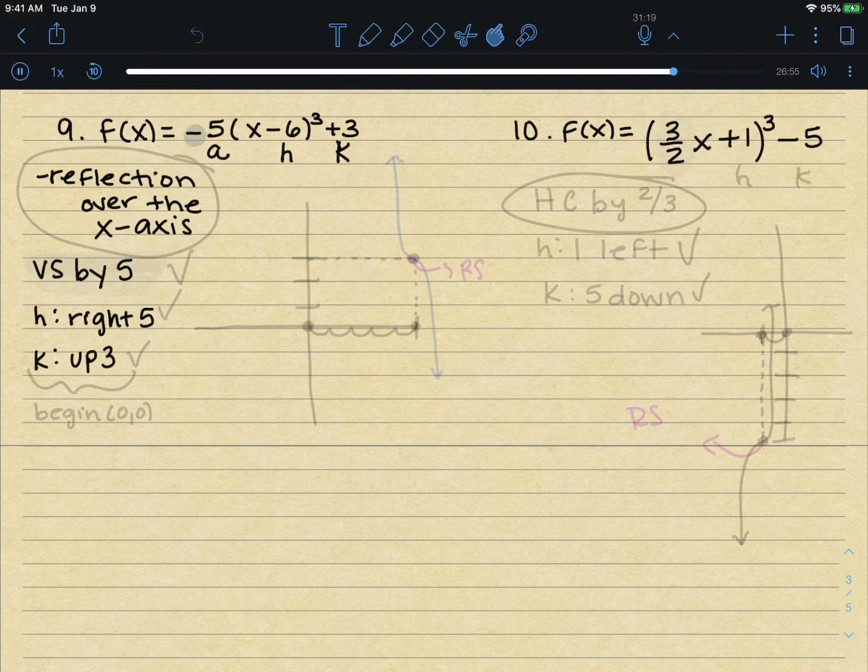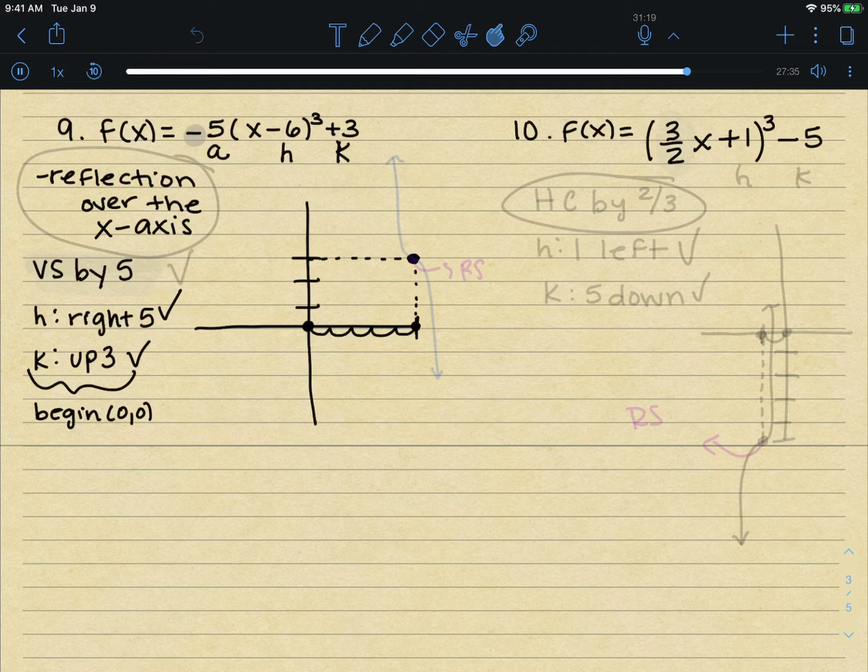I'm going to go ahead and graph these, and then just remember to always begin at the origin of 0, 0. Okay, so I'm going to go to 0, 0. Okay, and I'm going to go to the right by 5. 1, 2, 3, 4, 5. Okay, and then check mark there. I'm going to go up by 3. 1, 2, 3. So that right there is my rotational symmetry.